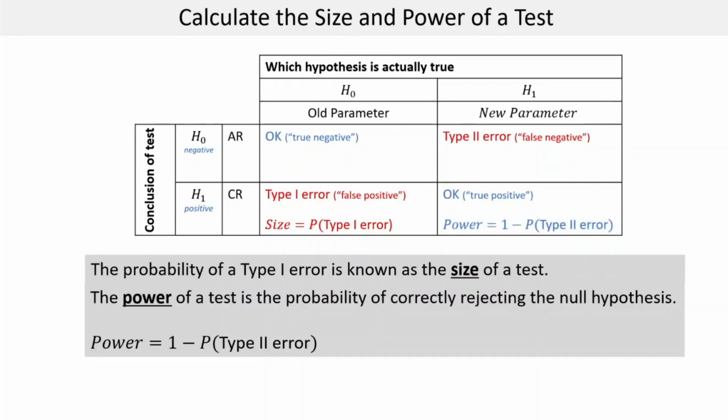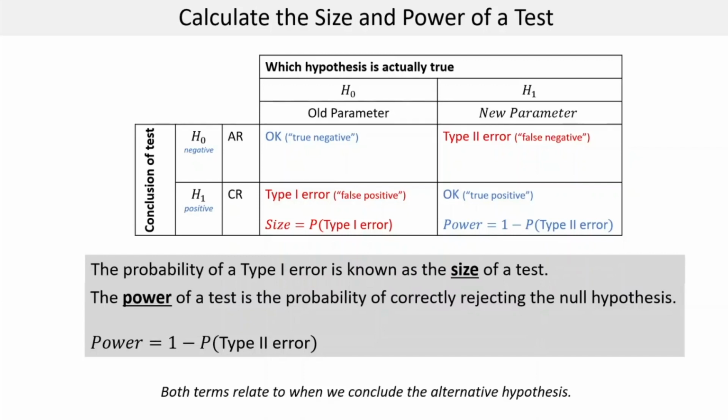We can calculate this in two ways. It's true that the power is 1 minus the probability of a type 2 error. I would only ever use that technique if I'd already calculated a type 2 error, and then I can easily find its complement. I can easily just do 1 minus. But if you don't already have a type 2 error, there's another technique.